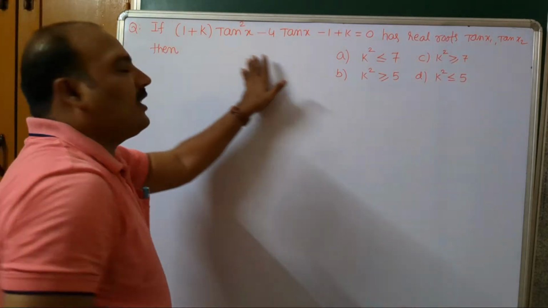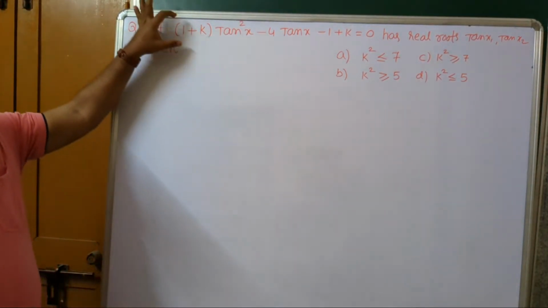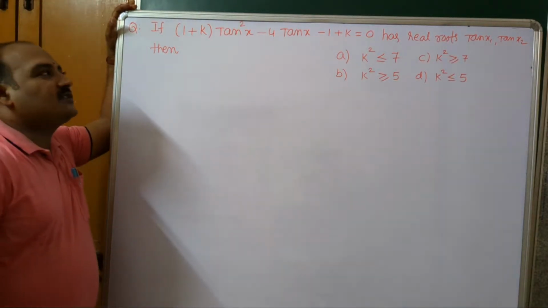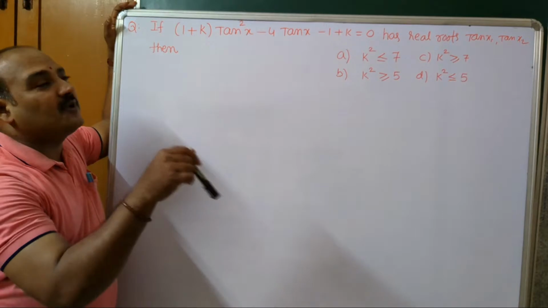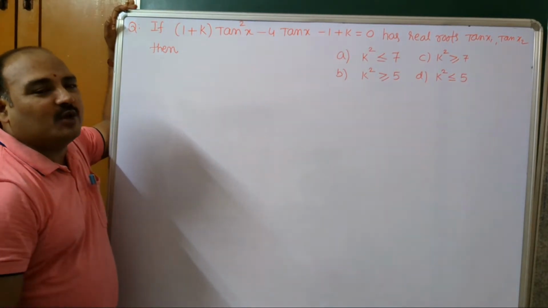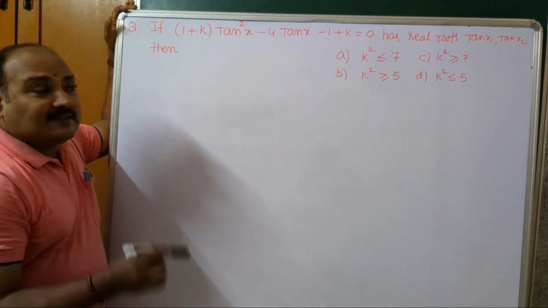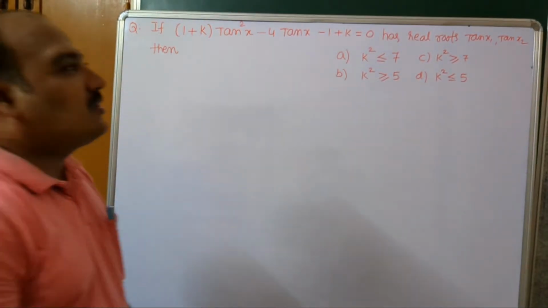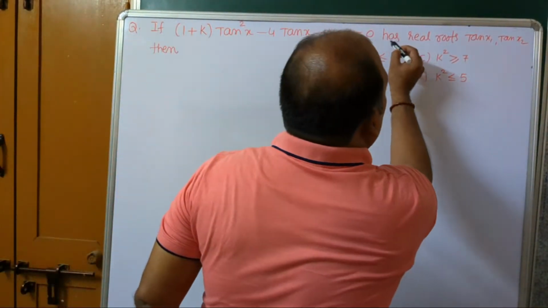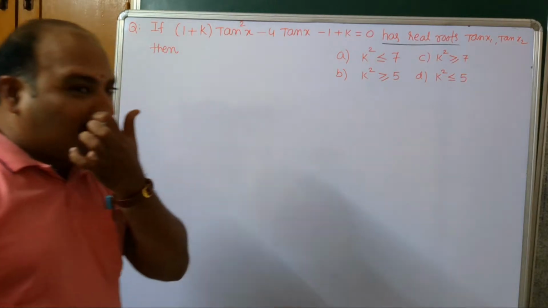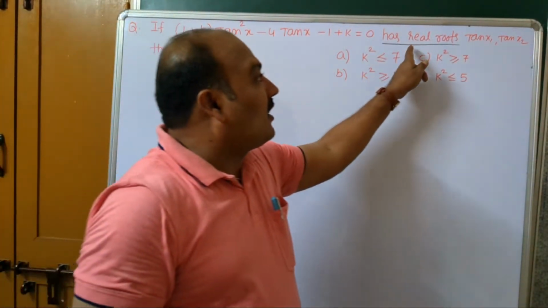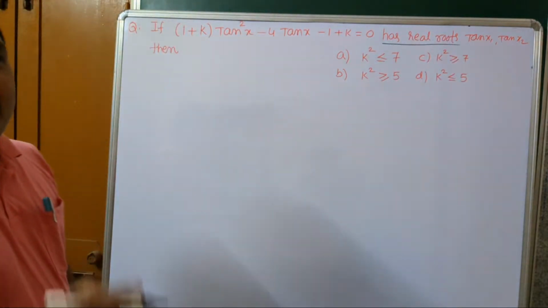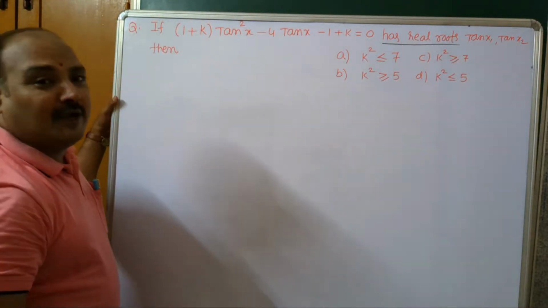Given quadratic equation, (1 plus k) tan square x minus 4 tan x minus 1 plus k equal to 0. The given quadratic equation has real roots. Real roots means delta is greater than or equal to 0. The question is given with the basis of real roots, so it is based on the concept of discriminant.